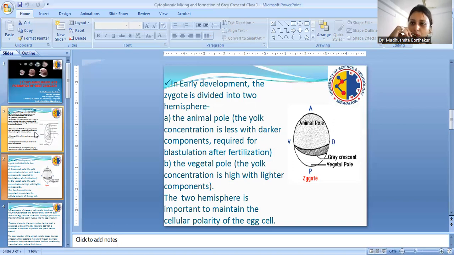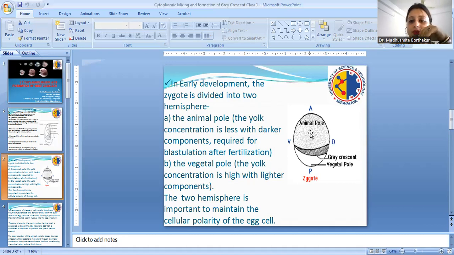In the vegetal pole, the yolk concentration is very high. Can you see it? The vegetal pole is whitish in color because the yolk concentration is very high. Since there is a very high yolk concentration, very light, minimal components are there. Whereas in the animal pole, the yolk concentration is less. Since there is less yolk, it is a darker component.